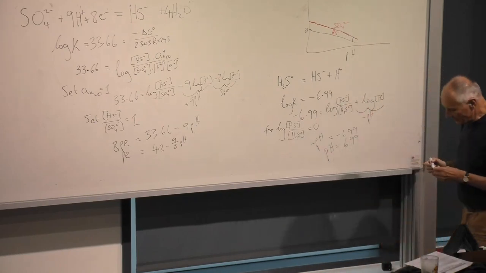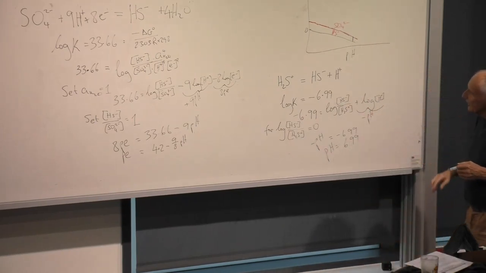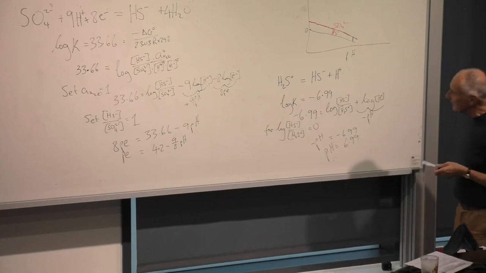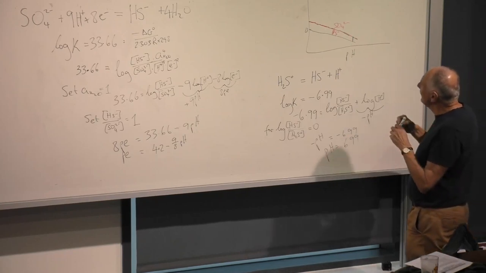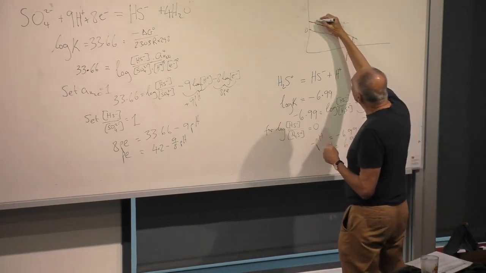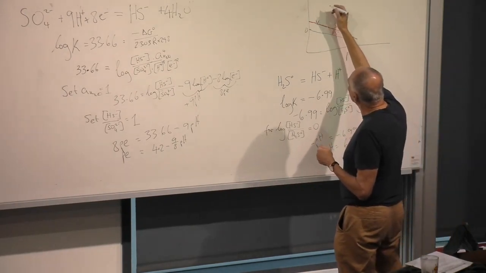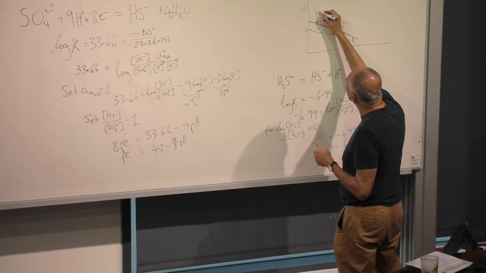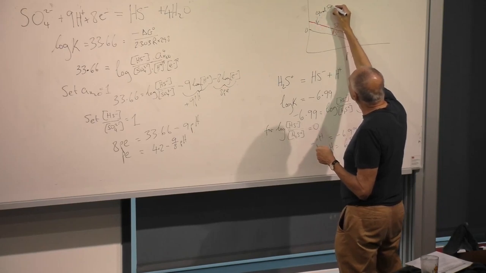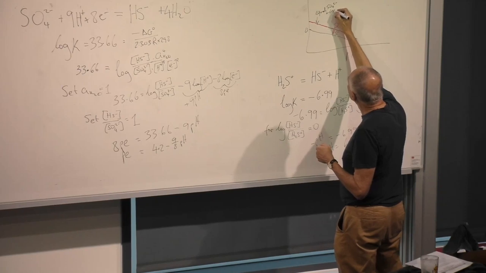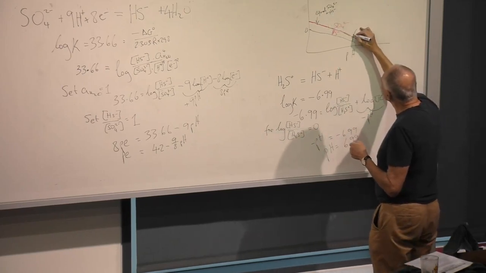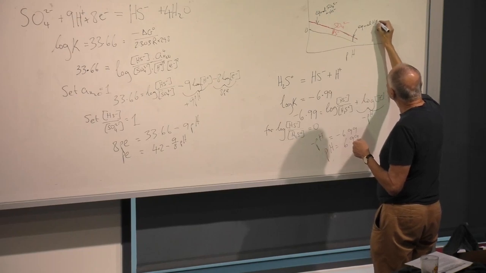That vertical line will correspond. There's a lot of Le Chatelier's principle here, I'm afraid. That vertical line corresponds to equal amounts. So that's equal amounts of sulfide, sulfate and bisulfide. And that line corresponds to equal HS minus and H2S.